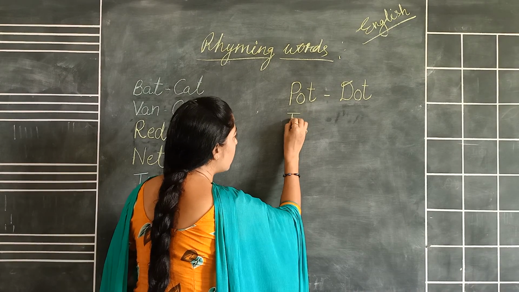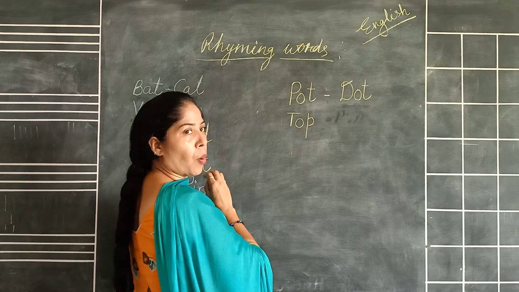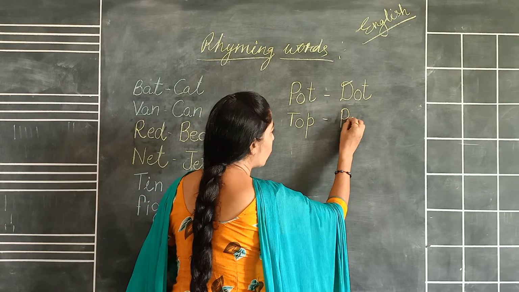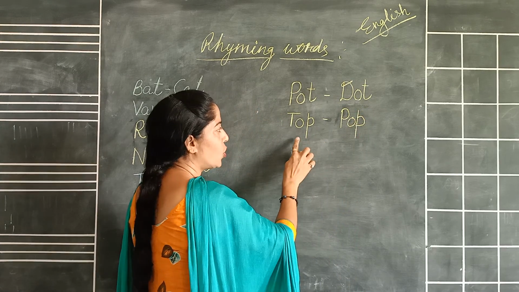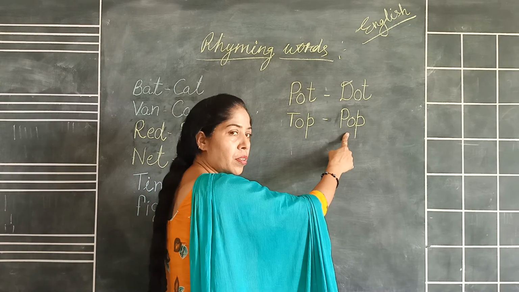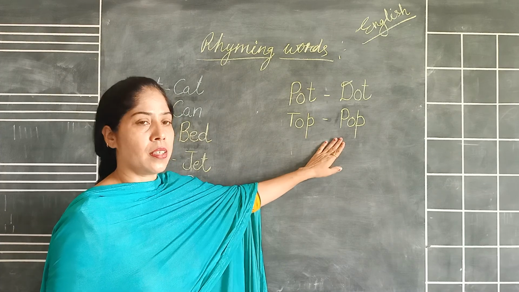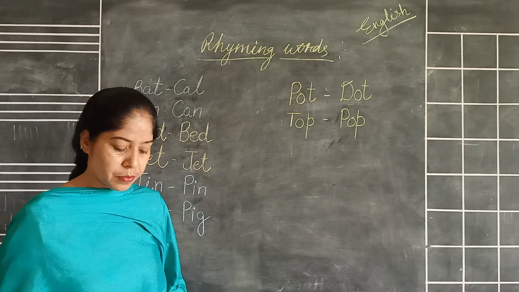T O P, top. P O T, pot. Top, pot. Same sound at the ending point. These are rhyming words. Okay. Now come to the next.